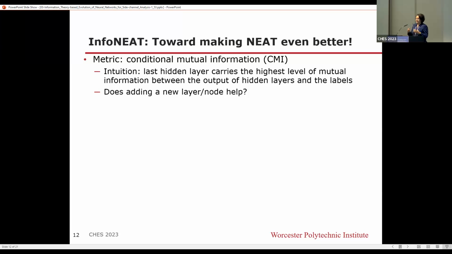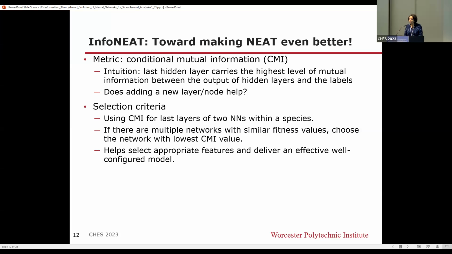And for that, assume that I have two neural networks. I want to know which one is better. For that, I just compare the mutual information at the last level, the mutual information between the labels and the inputs given to those neural networks. That is the mutual information. And then I just compare how these two have learned, how much information has been extracted by each of those neural networks.